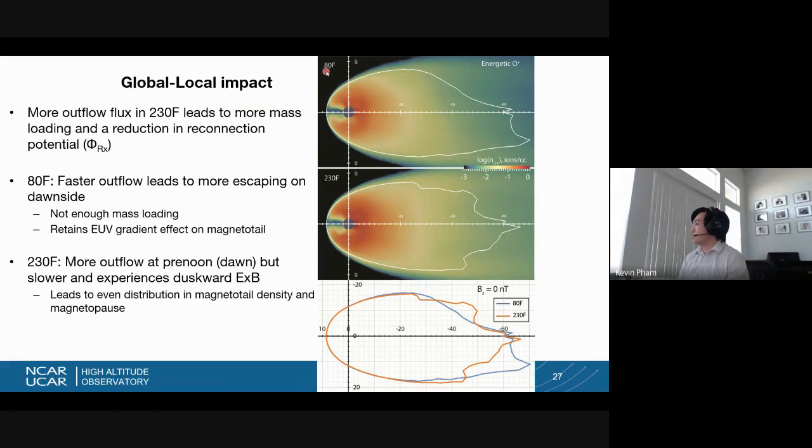So you can see that in the 80F run, there's a significant asymmetry in the magnetotail. However, in the 230F run, you can see that there's not as much of an asymmetry. There is still some asymmetry, but not as much. So the 80F run, where we're only changing the thermosphere and having the thermosphere influence outflow, is creating this very significantly different shaped magnetosphere. So although the integrated quantities aren't that different, the shape of the magnetosphere and the distribution of the magnetosphere is quite different.